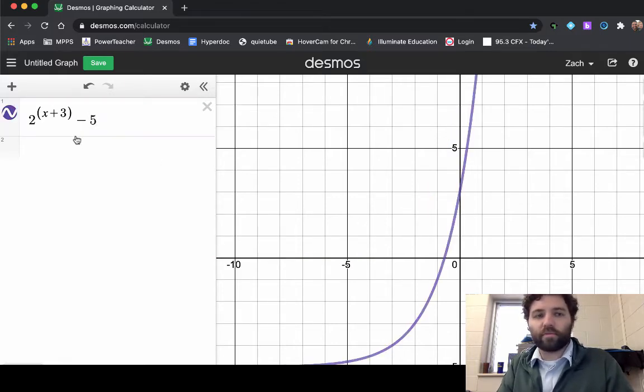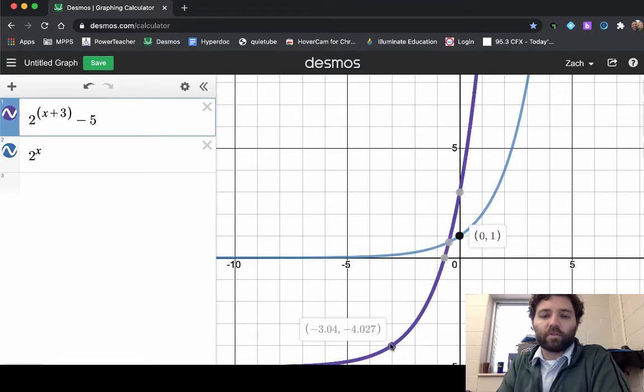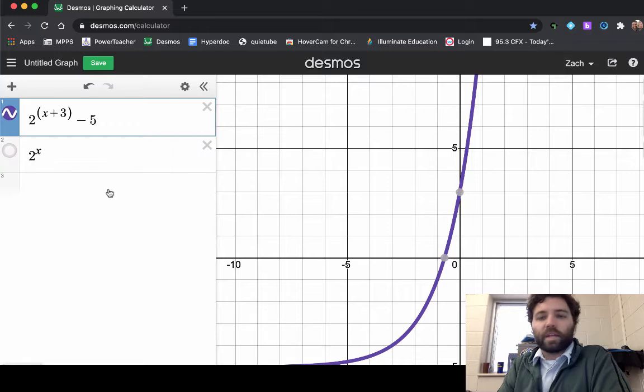So you can see that this graph has been moved down 5 units and moved to the left 3 units. If we compare that to 2 to the x, you can see the difference. This point right here, for example, has been moved down 5 and over 3. So negative 3, negative 4 is the transformation of that point.